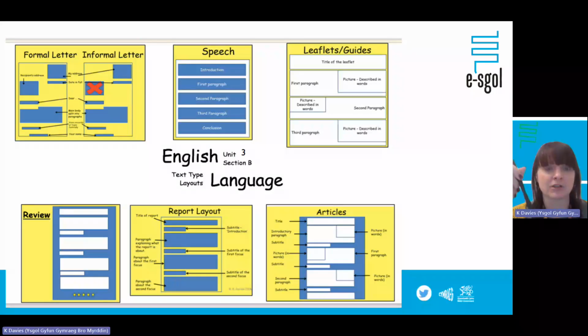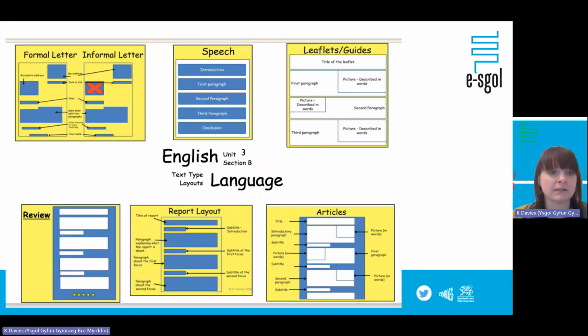So an organised fashion. With a leaflet or guide, you've got your title, your first paragraph, a picture, or something with a description in words with it. You've got second paragraph, third paragraph, and again, you've got images, possibly as well subheadings with those.